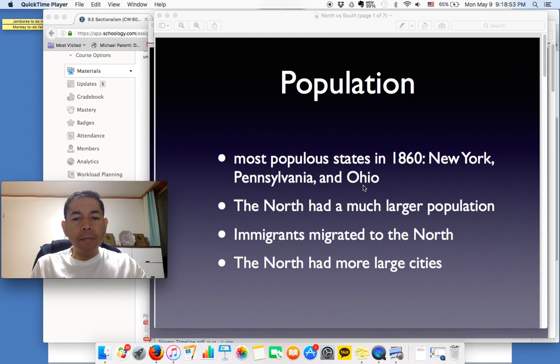So, anyways, one of the things you're going to be reading about is keeping the balance between free and slave states. And so that's where the population comes into play there. Keeping that balance between free and slave was really the only hope that Southern states had to not allow laws that would be unfavorable to the Southern economy or Southern culture.